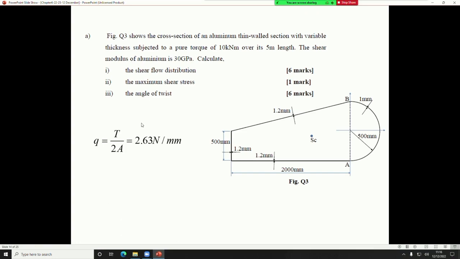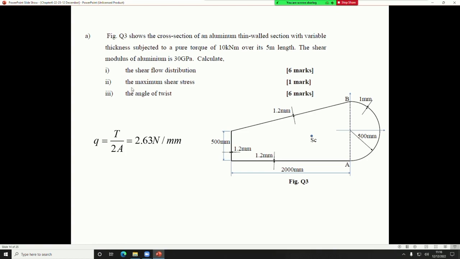So the first part is quite straightforward. T, the torque applied, is 2Aq. The area enclosed by the perimeter is the area of half a circle and a trapezium. This is something you can do in the exam, so I didn't give them the areas. I asked them, they could have done it easily. So here, I repeat, the area of half a circle enclosed by the perimeter and the area of a trapezium. The torque is given. So I just find the shear flow first.